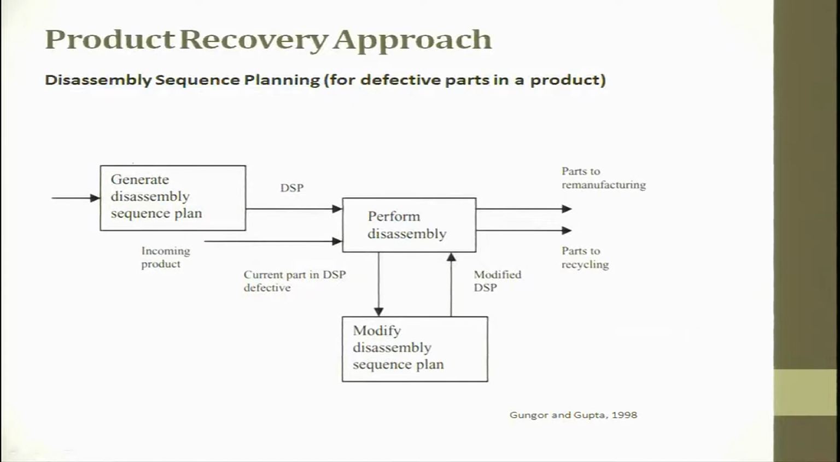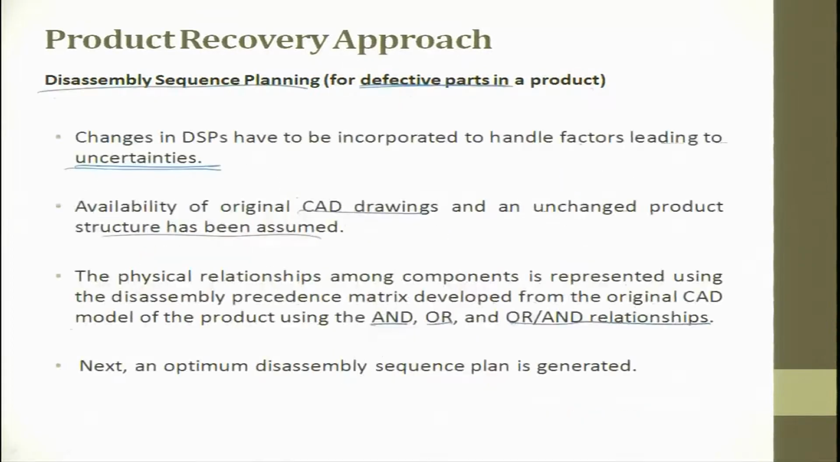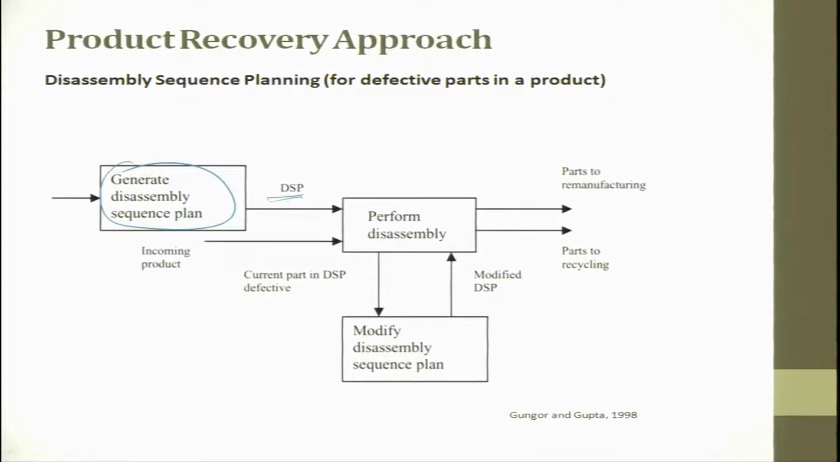Here you can see the generated disassembly sequential planning. Then you look at performance and the incoming product. You see the performance of disassembly, and then parts to be remanufactured, parts to be recycled, modified DSP, and then modified disassembly sequential planning. This goes back and forth and tries to enhance the disassembly performance.